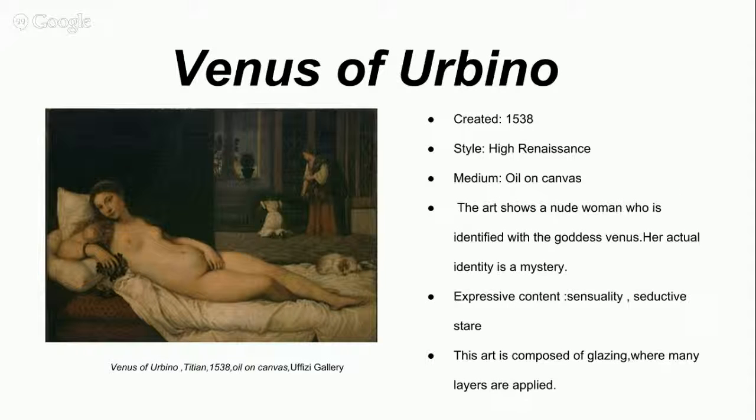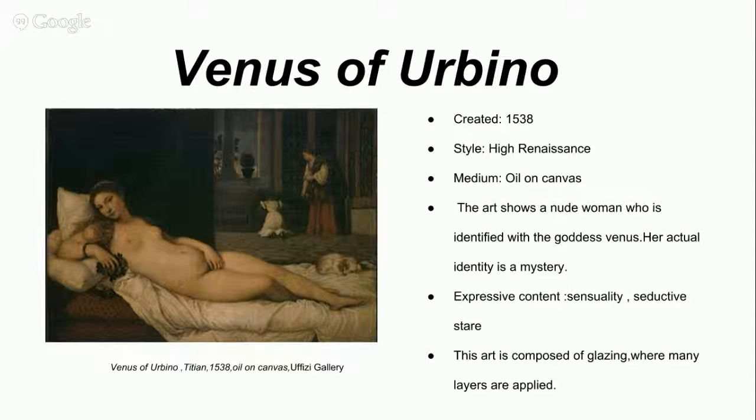The piece of art we're going to talk about from Titian is Venus of Urbino. It was created in 1538 in the style of the High Renaissance era, and one of the ways you can tell that is just look at the background of the scenery. So she's painted in almost a Renaissance mansion of the time. It's painted in oil on canvas, and the art shows a woman who is identified with the goddess Venus, but her actual identity is a mystery. The reason why this is important is because at that time, the female nude wasn't really seen as art as a female nude. It was more or less the idea of female sensuality represented in Venus.